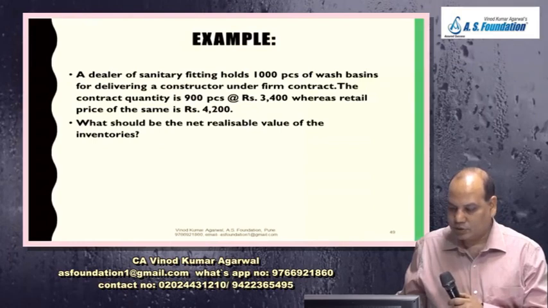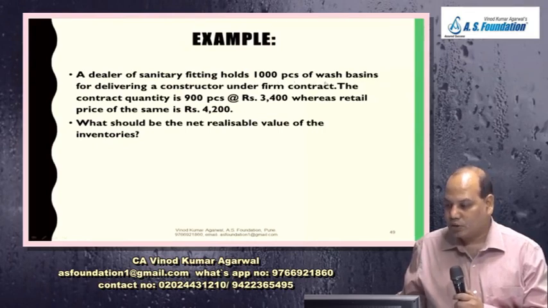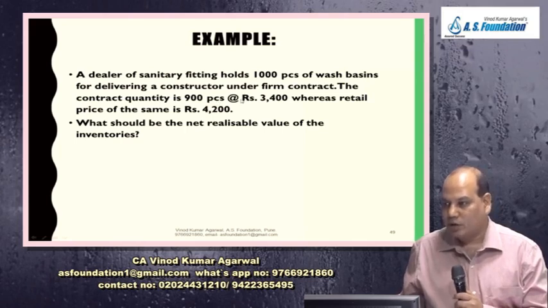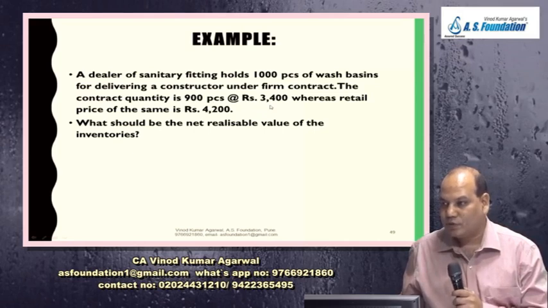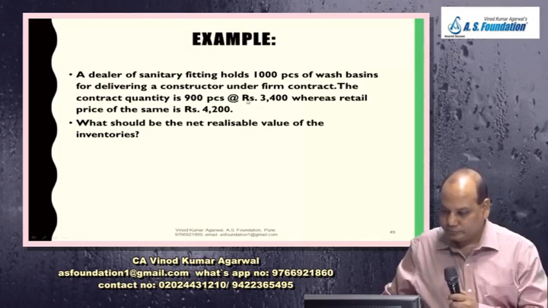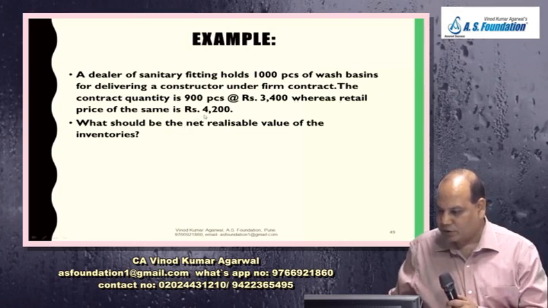Okay, try one more question. A dealer of sanitary fittings holds 100 pieces of wash basins for delivering to a customer under firm contract. The contract quantity is 900 pieces at rupees 3400. Same example, whereas the retail price of the same is 4,200. What would be the NRV of the inventory? Only NRV they have asked.